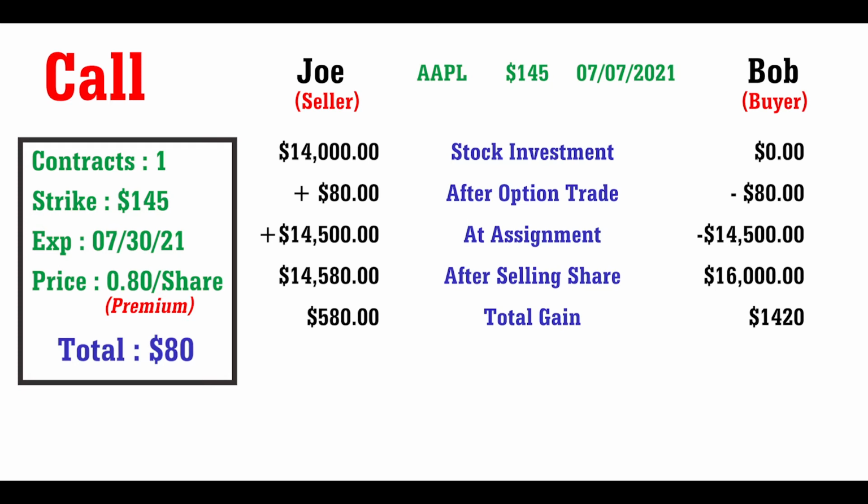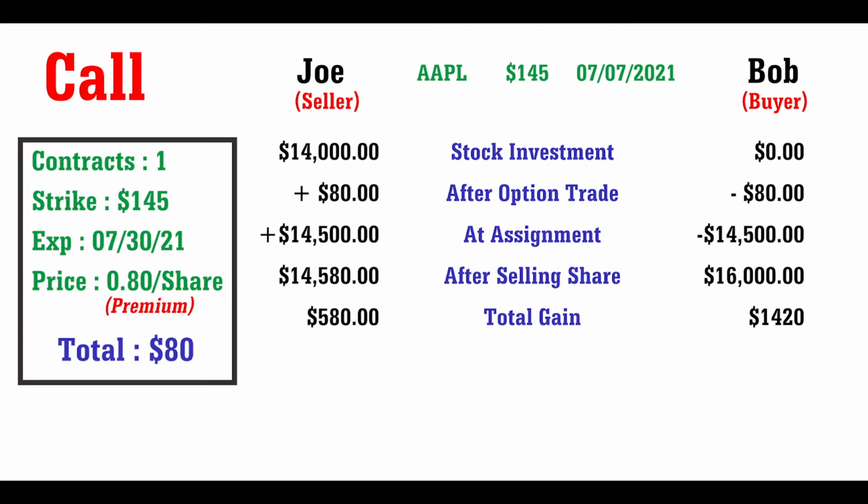On the other hand, the buyer of this call has unlimited gain potential because the stock could go up to any price. There is no limit on how high it can go. But he also locked in his buying price at $145. So the buyer has unlimited upside potential.